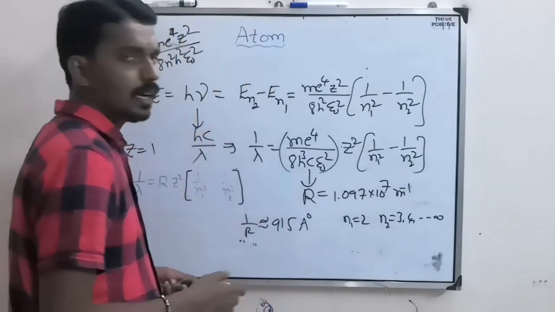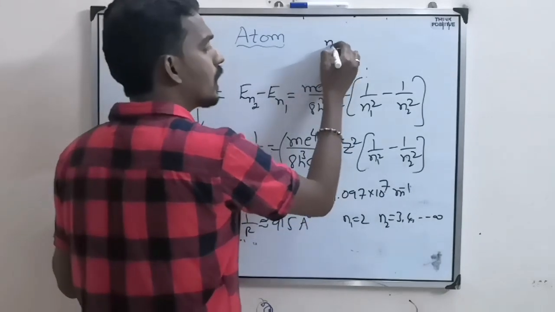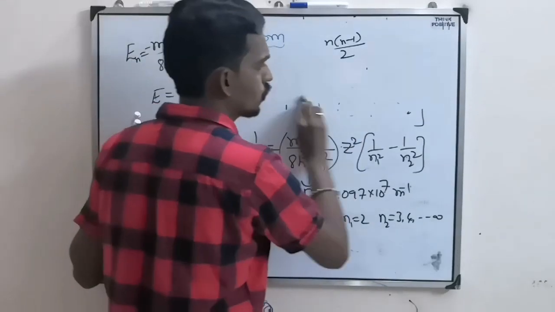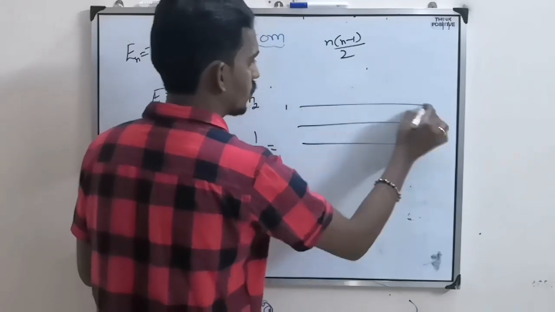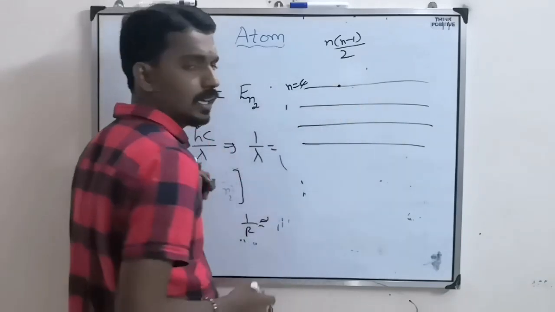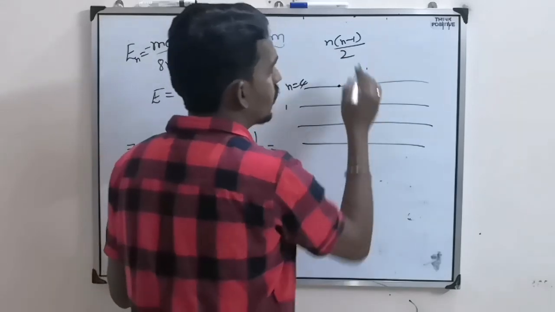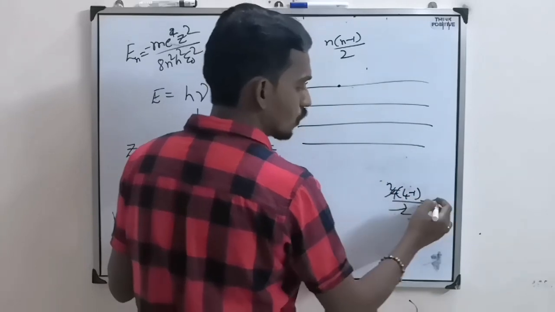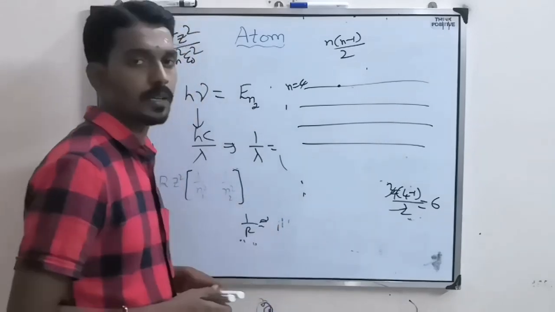And sometimes if an electron is in the nth orbital, then the number of transitions possible is n into n minus 1 by 2. Let me show you one simple example. Suppose this is n equal to 1, 2, 3, 4. Now the electron is in the n equal to 4th state. So how many transitions are possible? The formula is n into n minus 1 by 2. So 4 into 4 minus 1 by 2, 2 2s are 4, so 2 3s are 6. They will ask this in the question as the number of spectral lines possible.